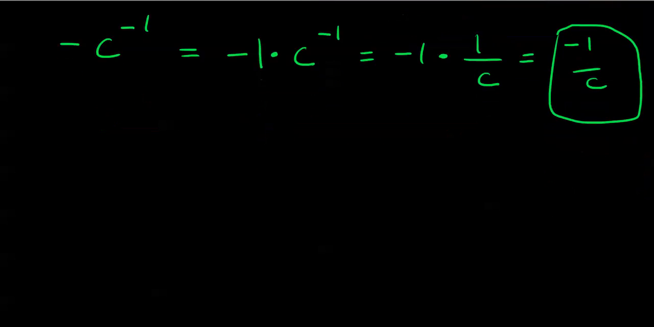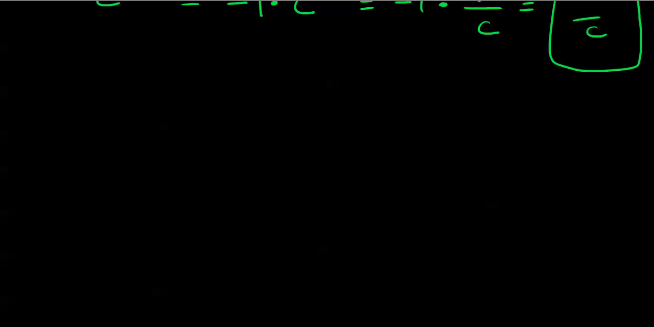Let's try a few more of these negative exponent examples. Simplify and express with positive exponents only. Let's say I've got x to the minus 5th power times x cubed.